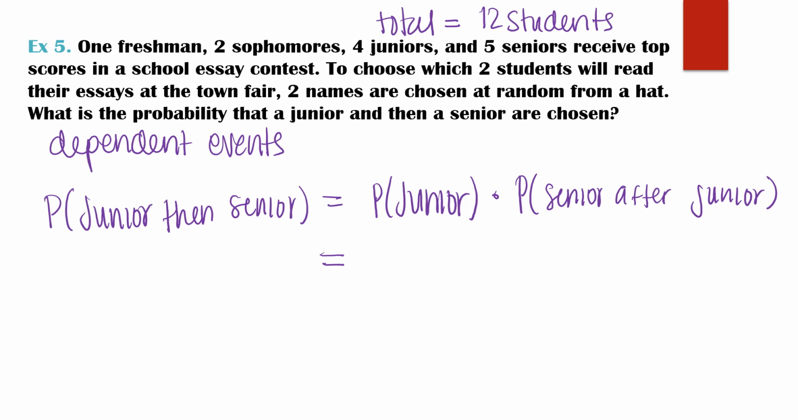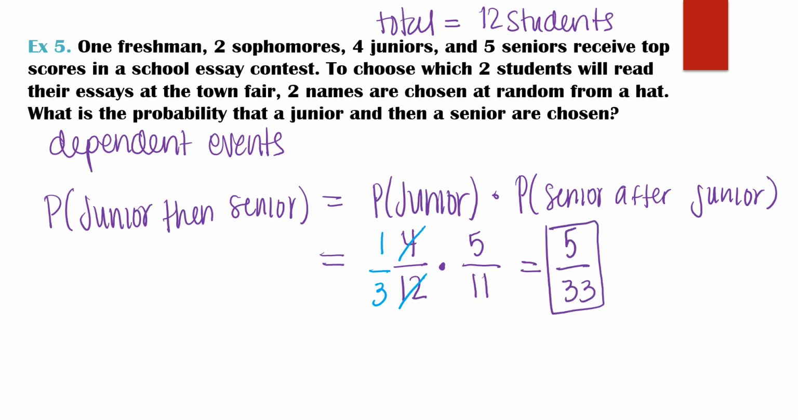And so for probability of junior, it would be 4 out of 12. Then for probability of senior after junior, since one person has already been chosen, that's going to be 11. And we have a total of 5 seniors. So we're going to go ahead and simplify. 4 over 12 is 1/3. And then we're going to go ahead and multiply across. So it would be 5 over 33. That would be our answer.